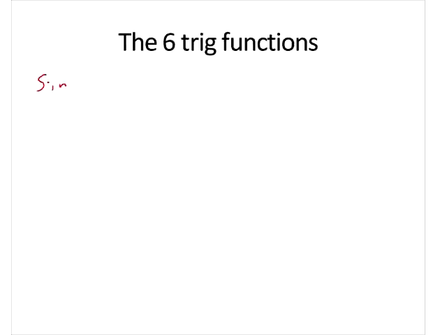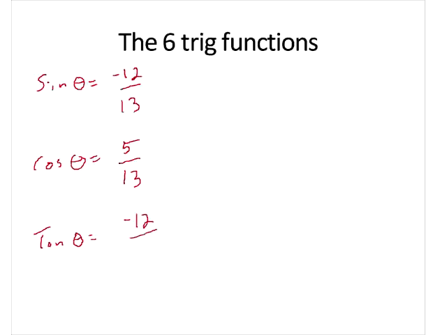So let's do sine first. So sine theta should be negative 12 was y over r, right? So it's negative 12 over 13. Cosine theta should be x over r, so it'll be 5 over 13. And tan theta will be negative 12 over 5.